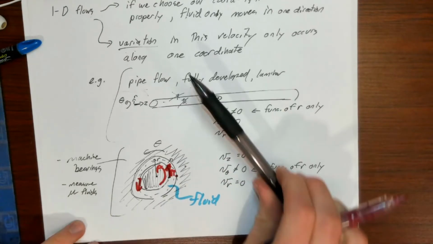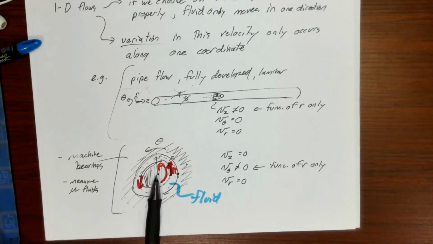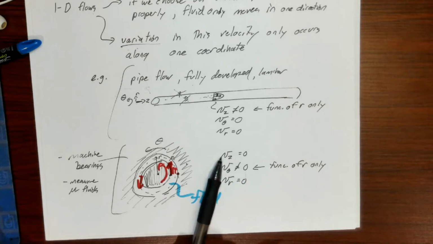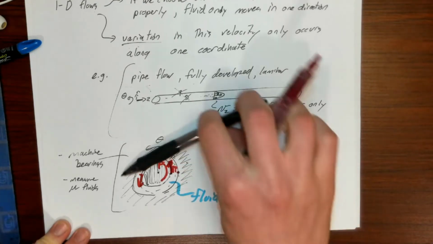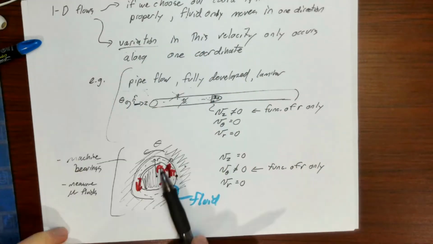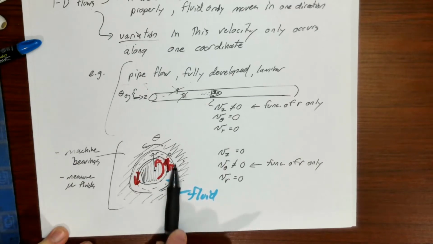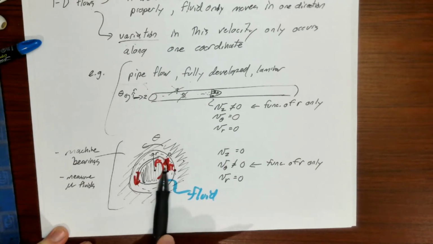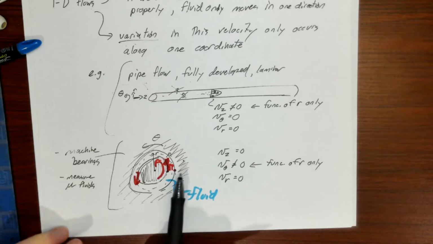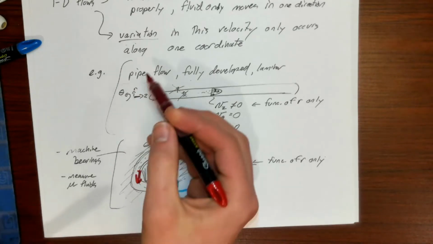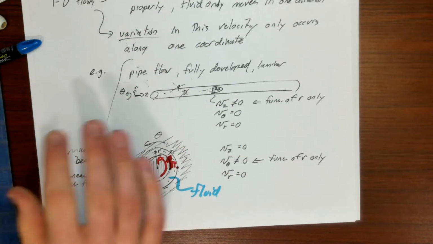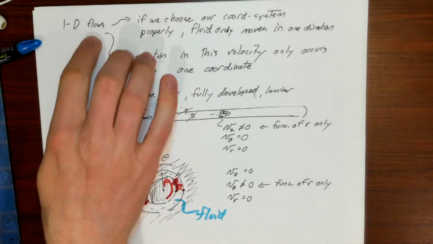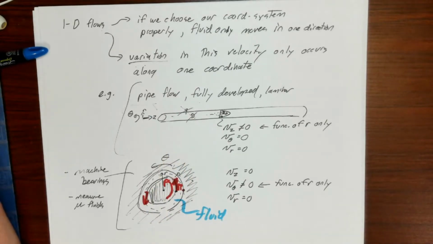But if I carefully choose a coordinate system, I might get lucky in a way where if I define my coordinate system in a clever way, fluid is indeed moving only in the direction of one coordinate and varying only along some other coordinate. So that's the key thing that defines a 1D flow.